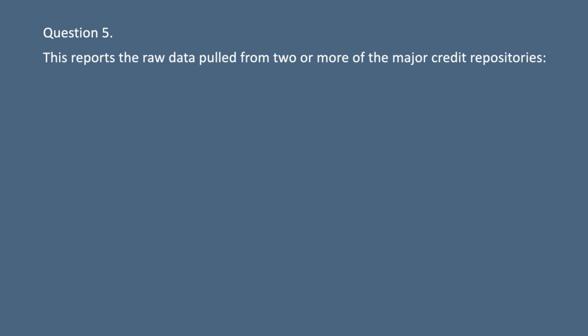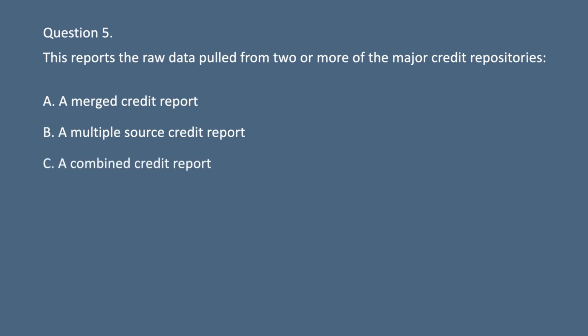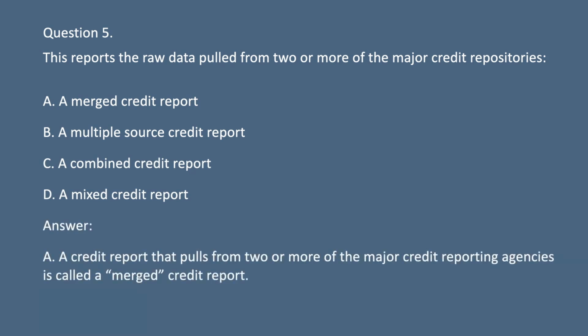Question 5. This reports the raw data pulled from two or more of the major credit repositories. A. A merged credit report. B. A multiple source credit report. C. A combined credit report. D. A mixed credit report. Answer A. A credit report that pulls from two or more of the major credit reporting agencies is called a merged credit report.